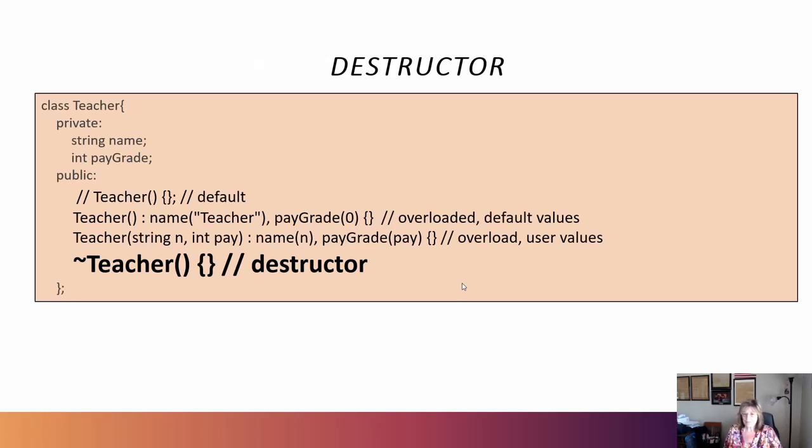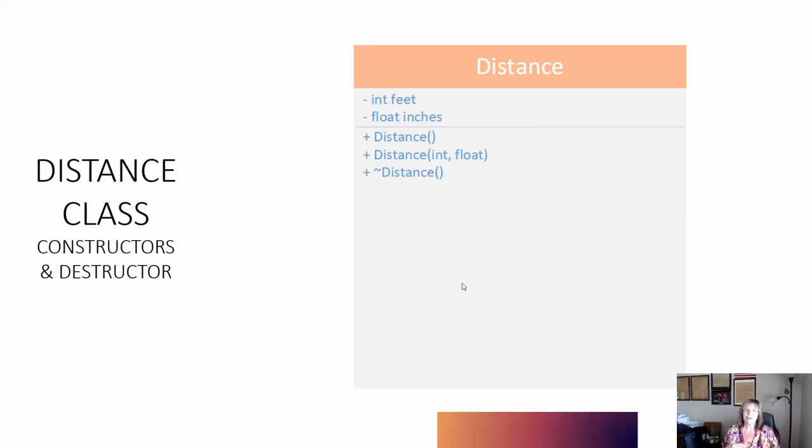That means when an object goes out of scope from wherever it was created, either in the entire main section or in the entire main class or in functions within a class. So they don't have parameters or return values. They cannot be overloaded. There is only one destructor in a class, and it's automatically called just like a constructor is automatically called. So how about if we put this into some context with a distance class?